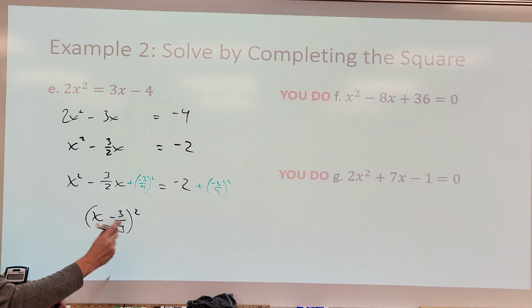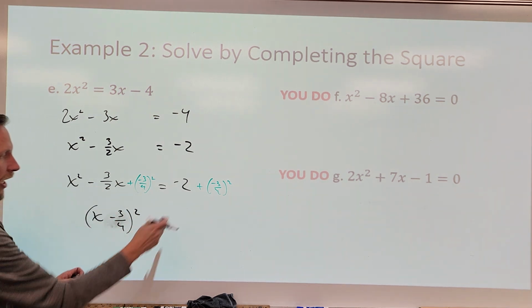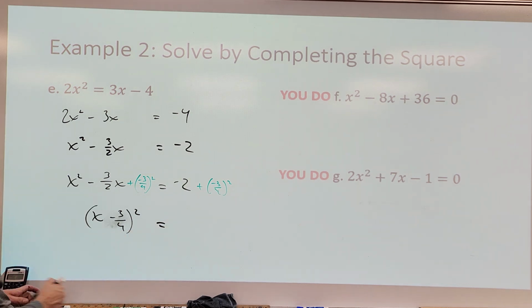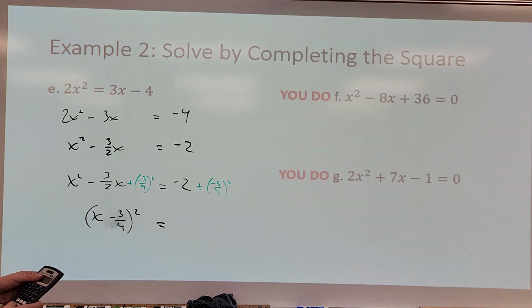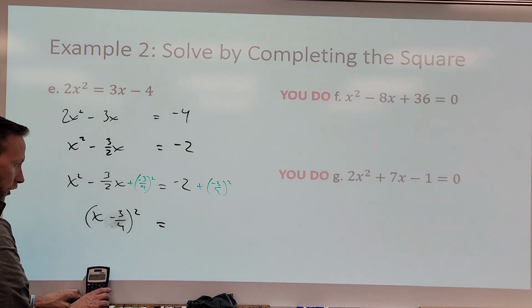half of b. On this other side, I don't care what that number actually is, folks. I don't care that that's going to be 9/16. Instead, I'm going to use my calculator to take negative 2 plus 9/16, and I'm going to write that as the improper fraction, negative 23/16.